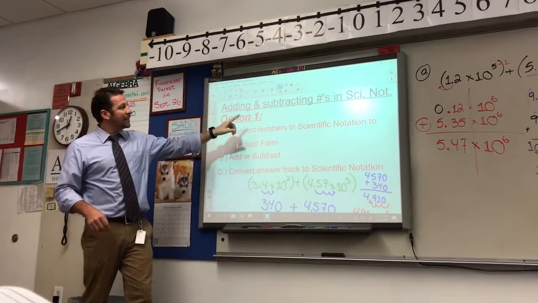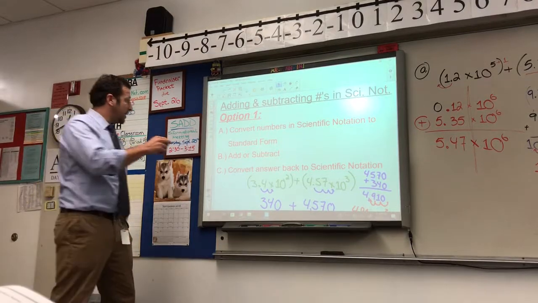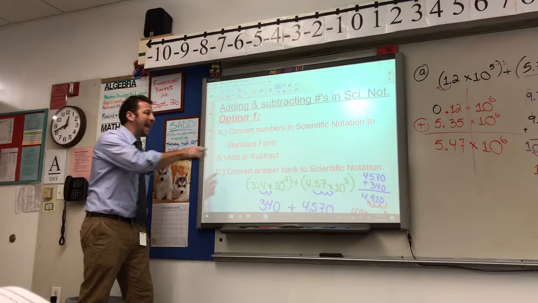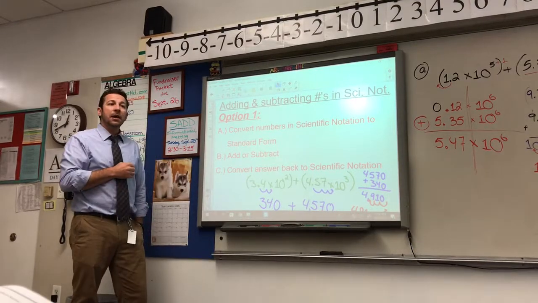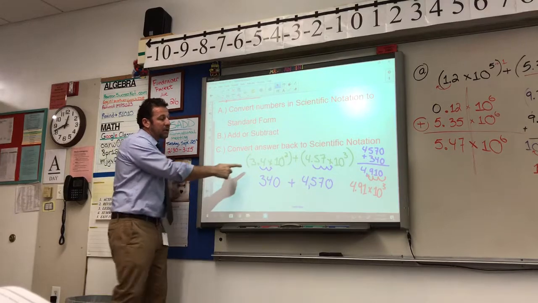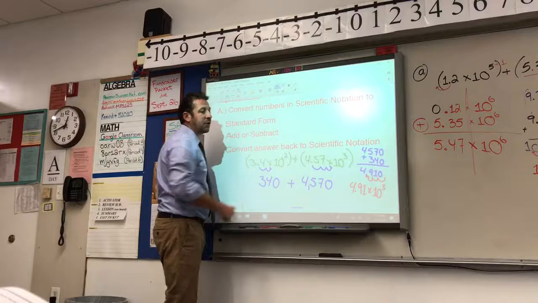Yesterday we looked at adding and subtracting numbers in scientific notation, and I gave you one option. I said you can convert the numbers in scientific notation to standard form. Then you would add and subtract the numbers, and once you got a solution, you would convert it back to scientific notation. So for example, 3.4 times 10 to the second plus 4.57 times 10 to the third.